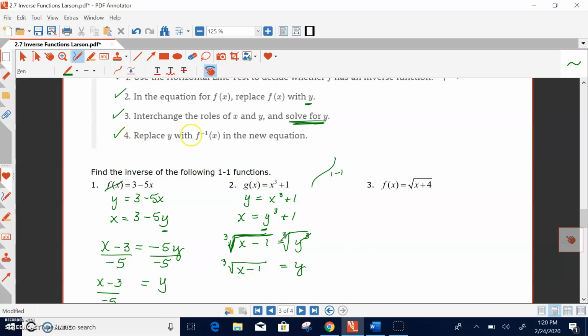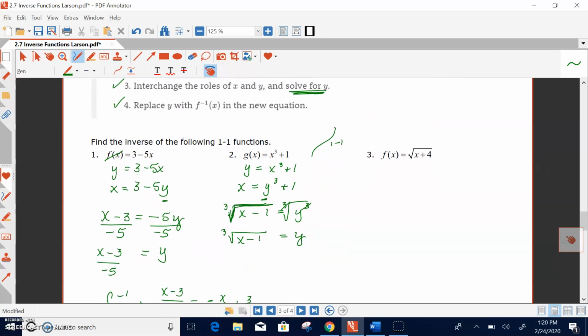So step 4 says replace y with the inverse notation. So I'm going to replace y with f inverse. Let me do it on the other side. So f inverse of x is equal to the cube root of x minus 1. That's all underneath that radical.